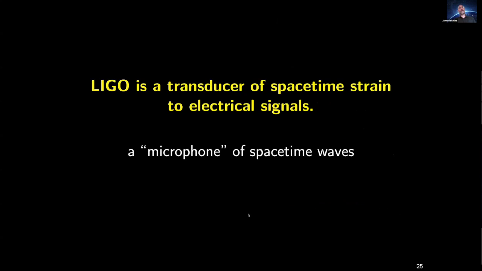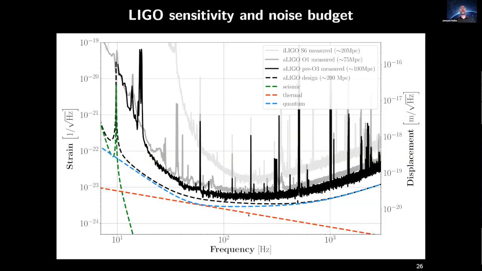Okay, so fundamentally, LIGO is a transducer of space-time strain into electrical signals. It's basically a microphone of space-time. And this is our most important measurement that we do to evaluate the sensitivity of the instrument: to look at the noise that we're listening to in the instrument.